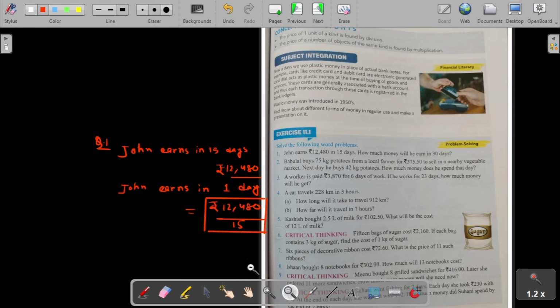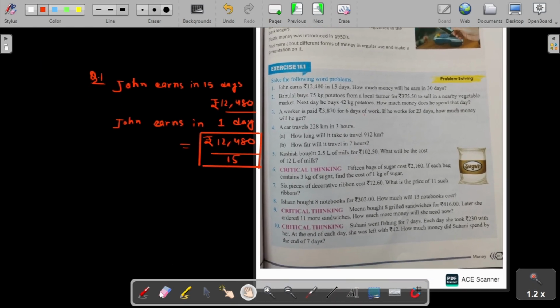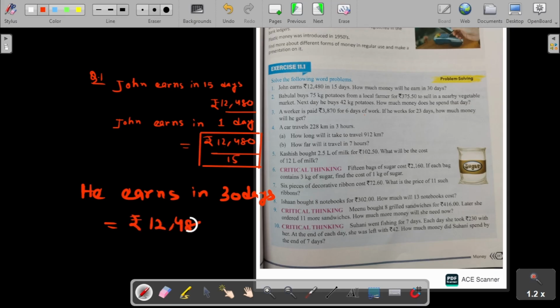তাহলে এটা কিভাবে বার করবো দেখো। সো হি আর্নস ইন 30 ডেজ। সো হোয়াট ইজ দ্য অ্যান্সার? He earns in 30 days how many rupees? So rupees 12,480 divided by 15 and multiplied with 30. তাহলে দেখো একদিনে যদি এত টাকা আর্ন করে তাহলে 30 দিনে কত হবে? 30 multiplied with this amount.